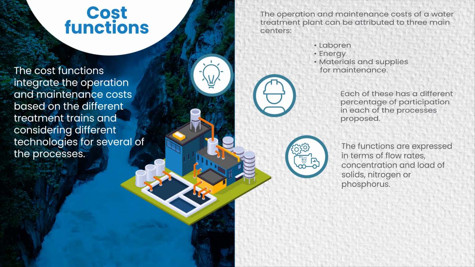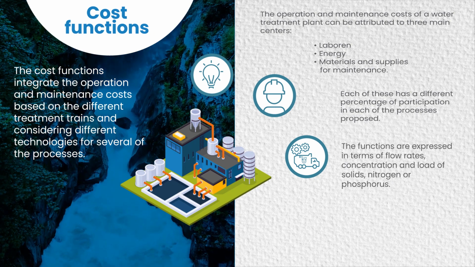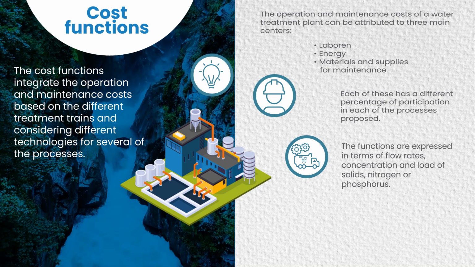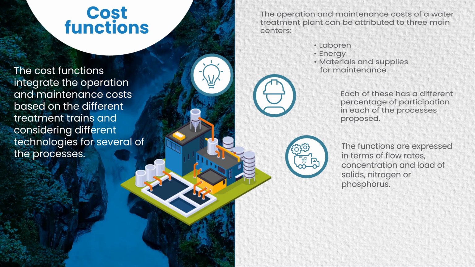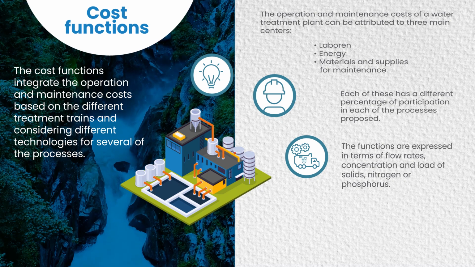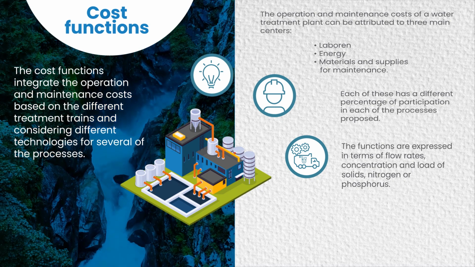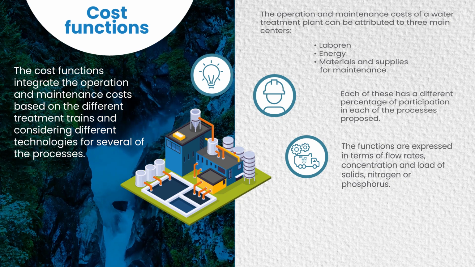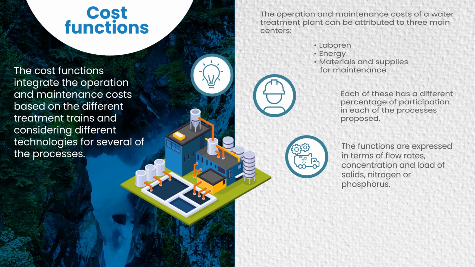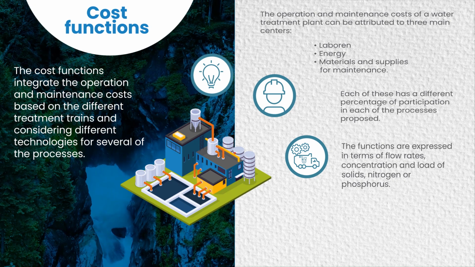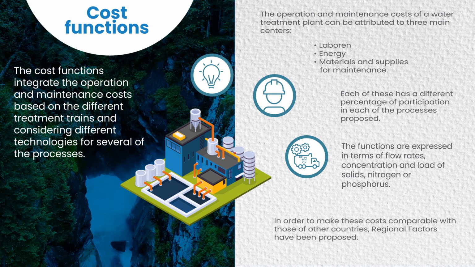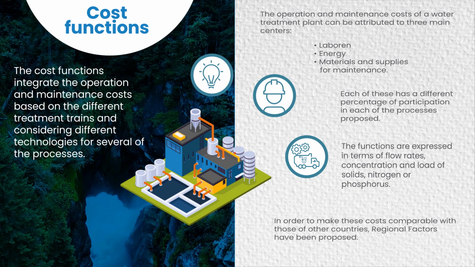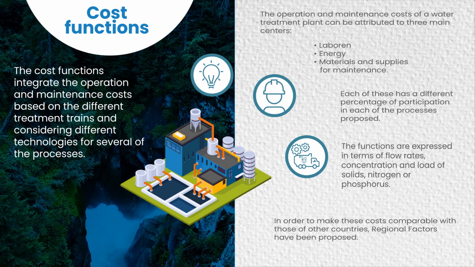This is the case of the treatment processes that will be more expensive if there is a greater load of contaminants understood as solids and nitrogen, since it leads to higher operating and maintenance costs by presenting greater wear on the systems, greater frequency of washing, drainage, removal of sludge, cleaning of surface plants and dredging of reservoirs and ponds. This is the reason why the functions are expressed in terms of flow rates, concentration, and load of solids, nitrogen, or phosphorus.